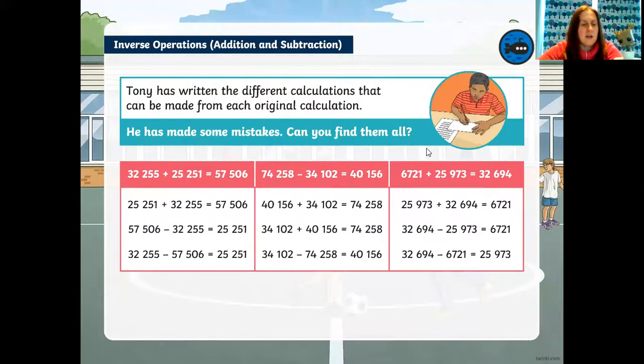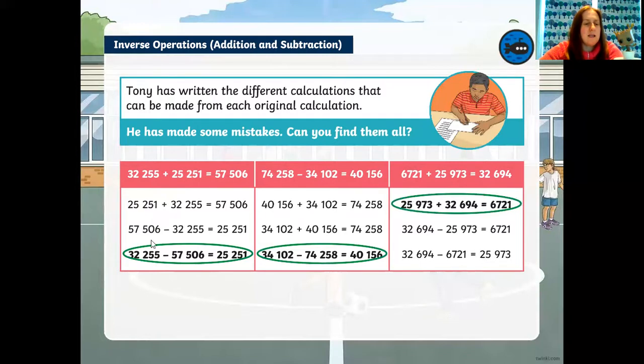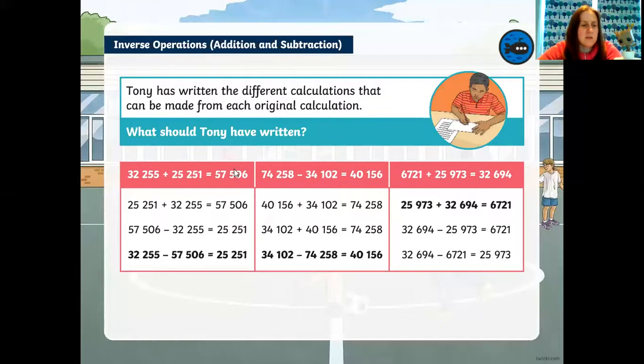And we'll have a look at these calculations that Tony has written to go with the pink ones at the top of each column. He's made a mistake in each column. Can you work out what mistake he's made? So you can see there he's clearly made a mistake here because we've got a smaller number subtracting a larger number, which can't possibly equal a positive number. It would give us a minus number, wouldn't it?